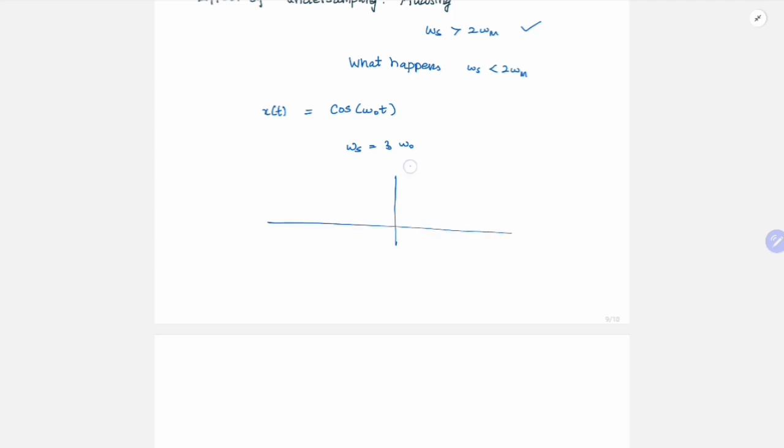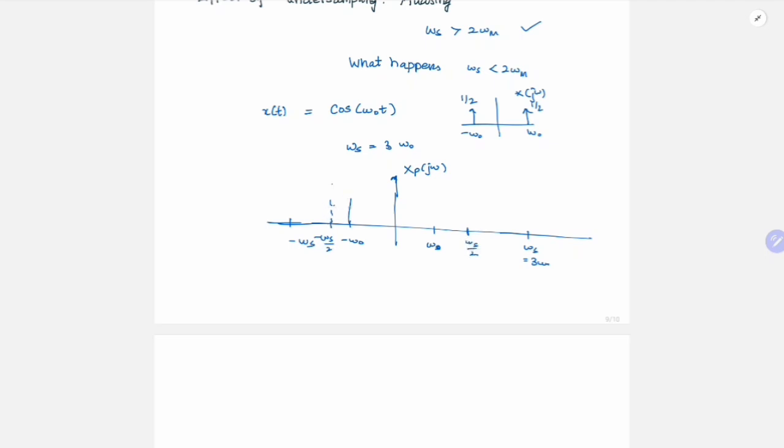So then what will my xp of j omega look like? My x of j omega itself is an impulse with value half, right, at omega naught and minus omega naught. And xp will just repeat at intervals of omega s, omega s, minus omega s. So now my omega naught is omega s by 3, so this is like 3 omega naught. So my omega naught will be somewhere here, minus omega naught. My 1.5 omega naught will be somewhere here. This is omega s by 2.